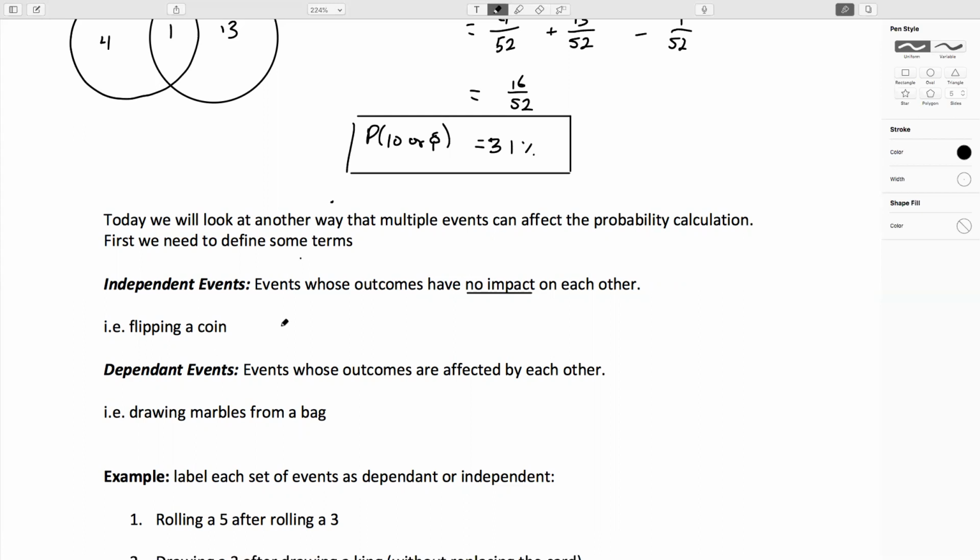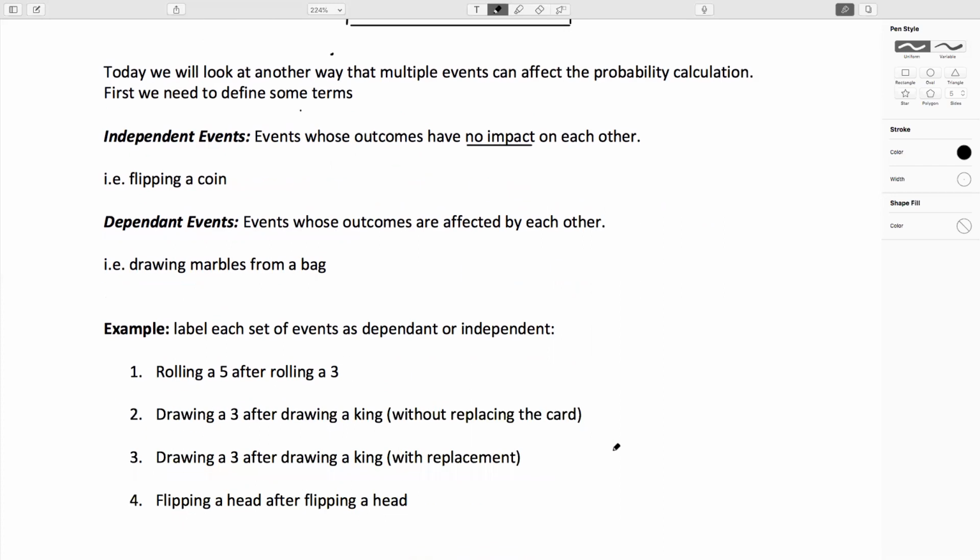It's called the gambler's fallacy. It's this idea that well, there's no way I'm going to lose again. In fact, your probabilities are exactly the same, so you can't think about it that way. Dependent events, on the other hand, are events that are impacted by each other. So drawing marbles from a bag would be an example.